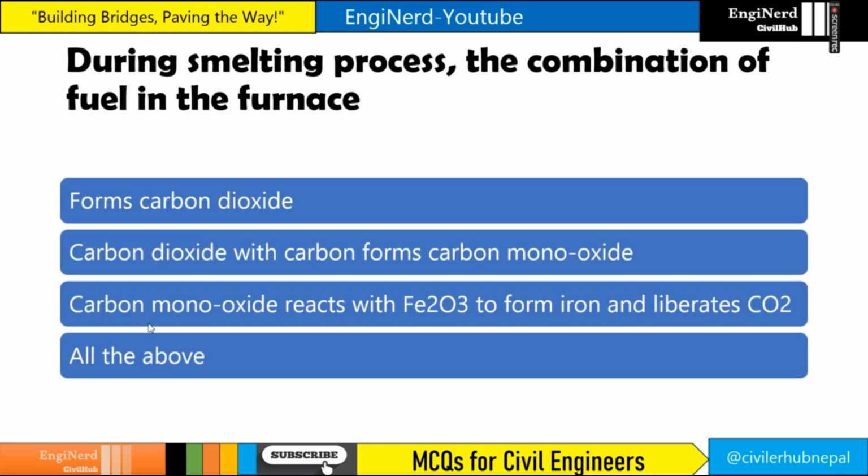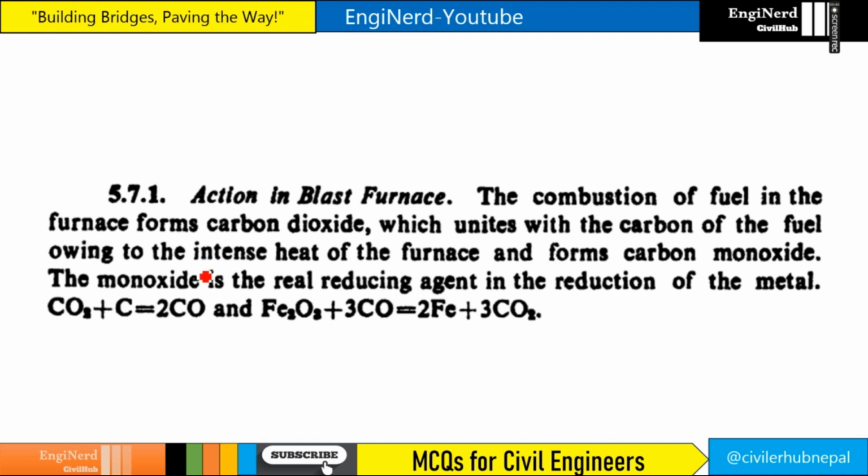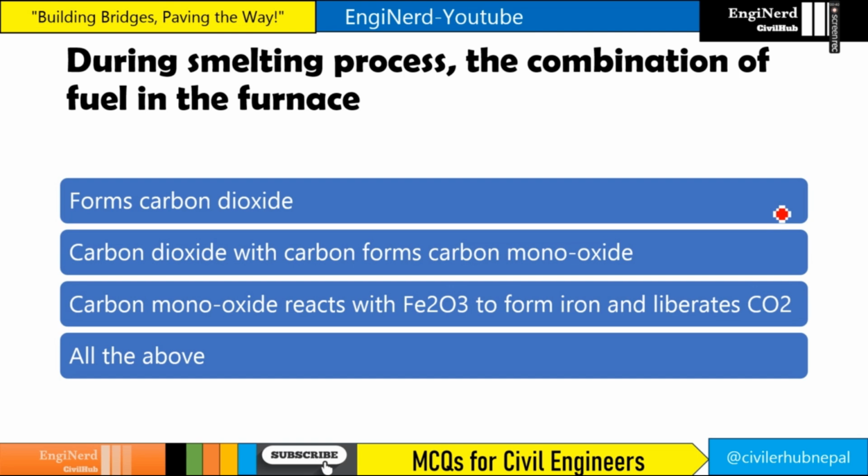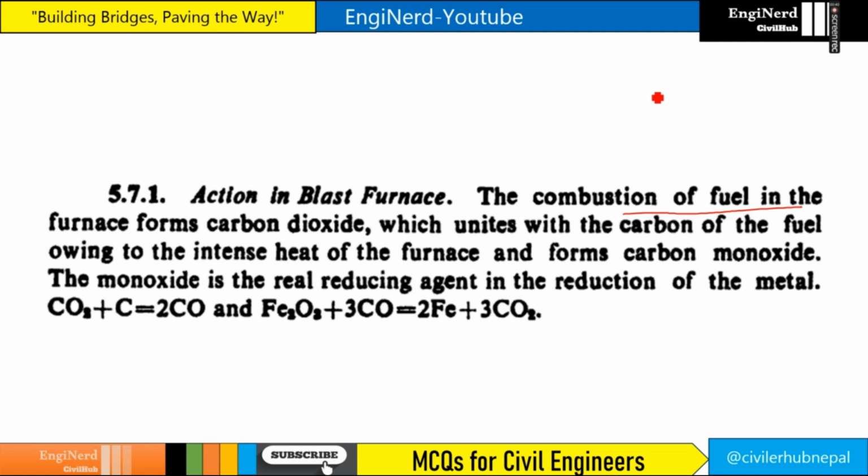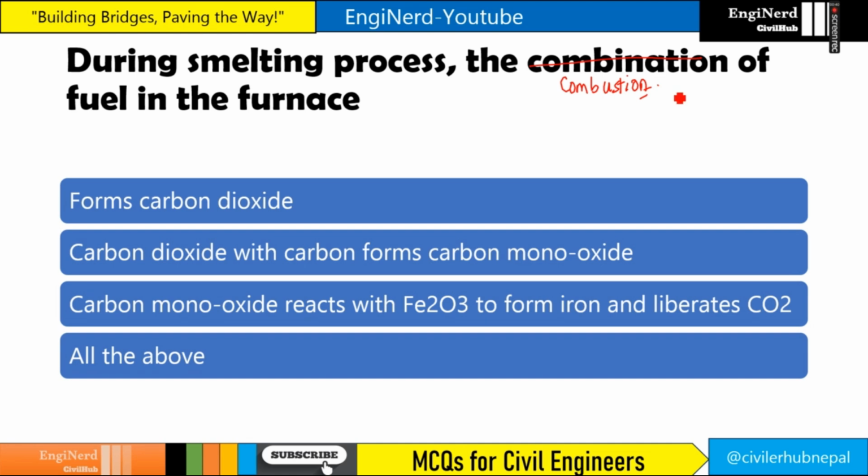the first one is combustion of fuel. This is combustion, right? This is not combination. So combustion of fuel in the furnace forms carbon dioxide, and then it forms some carbon monoxide by combining with carbon, and by combining with Fe2O3, it will be reduced to the metal Fe, right? And liberates CO2. So our answer will be all of the above.